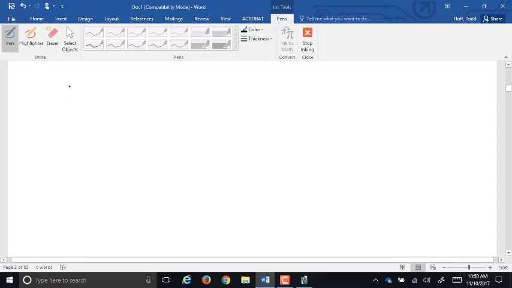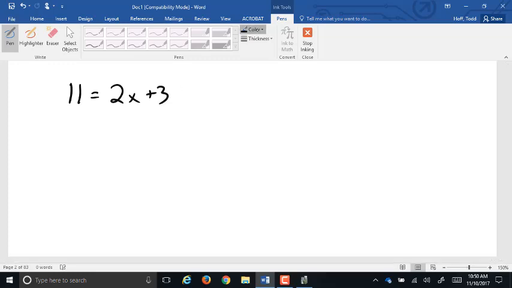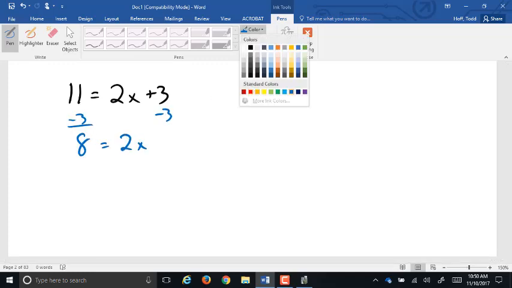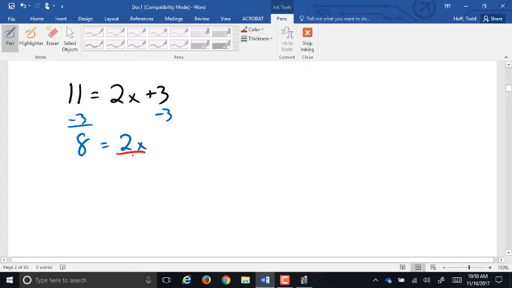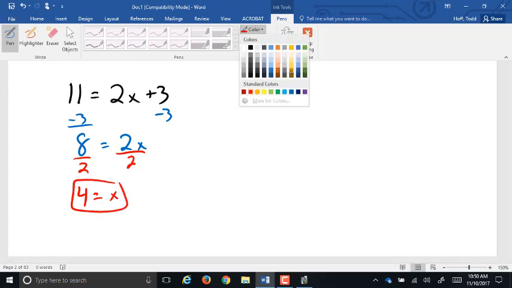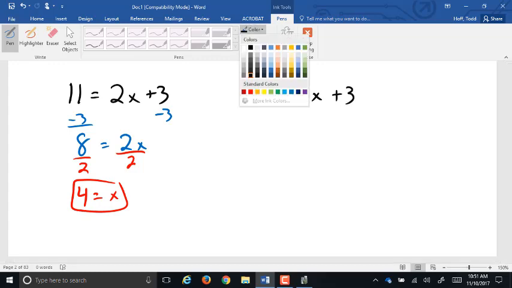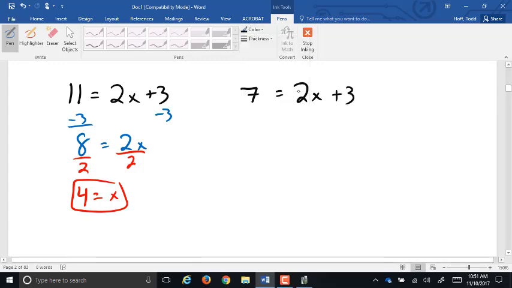We've looked at equations like 11 equals 2x plus 3. And what did we do to solve that equation? Subtract 3, good. So 8 equals 2x, and then divide by 2. So 4 equals x. Well, there's an equation that's very similar to that, that might look like this: 7 equals 2x plus 3. You can see it's the same equation with just a different number over here. The steps to solve it will be exactly the same.